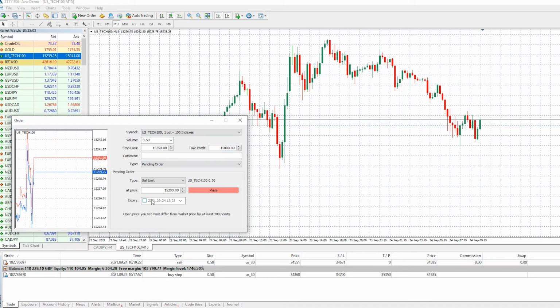Oh, I messed something up. Let me look closer at what I did. Sell limit has to sell from a higher price. That's where I messed up. I put the wrong number. I need to go 15,250. I meant to put. Okay. And stop loss then needs to be 300.